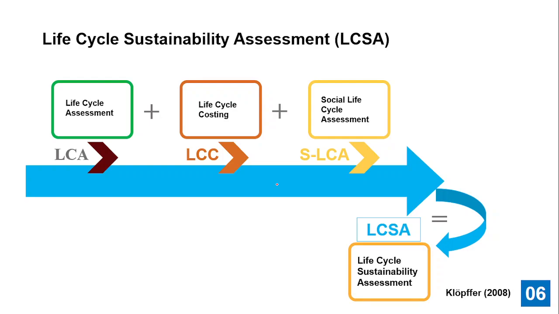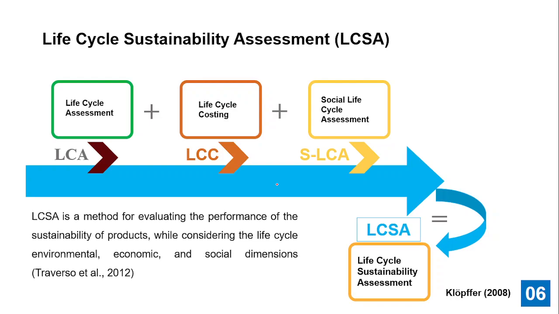This model was provided by Klopffer in 2018. Actually, life cycle sustainability assessment refers to the evaluation of all environmental, social, and economic negative impacts and benefits in the decision-making process toward a more sustainable product throughout its life cycle. This definition is also provided by Traverso et al. The LCSA is a method for evaluating the sustainability performance of a product while considering the life cycle environmental, economic, and social dimensions.